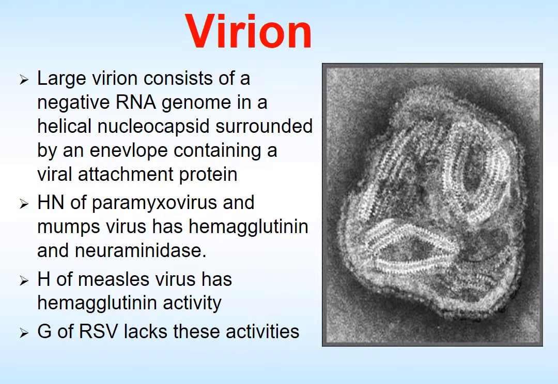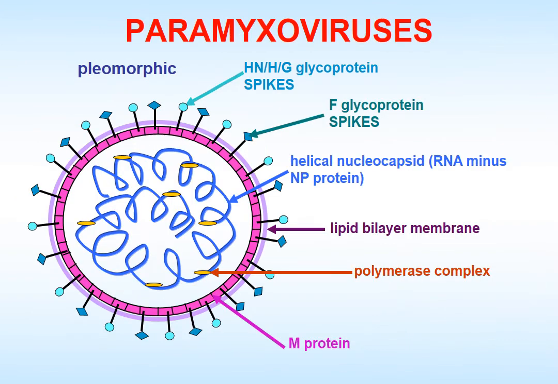HN spike of paramyxovirus and mumps virus has hemagglutinin and neuraminidase activity. The H protein of measles virus has only hemagglutinin activity, and the G spike of RS virus lacks this type of activity. And the structure of paramyxovirus you can see on this slide.